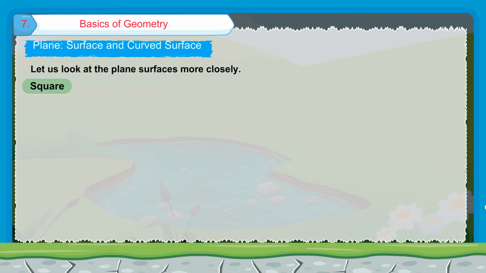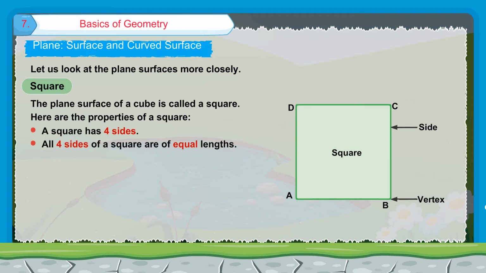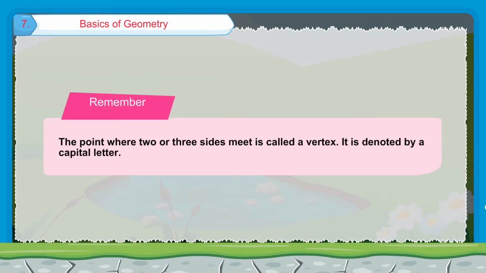Square. The plane surface of a cube is called a square. Here are the properties of a square. A square has four sides. All four sides of a square are of equal length. A square has four vertices. Remember, the point where two or three sides meet is called a vertex. It is denoted by a capital letter.